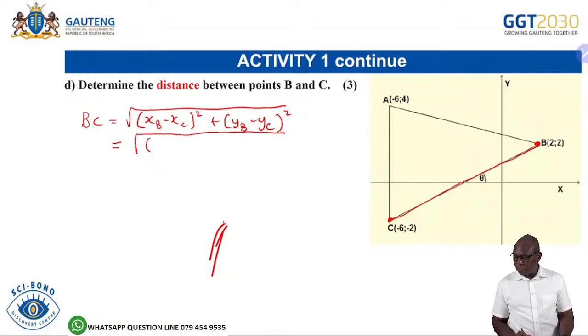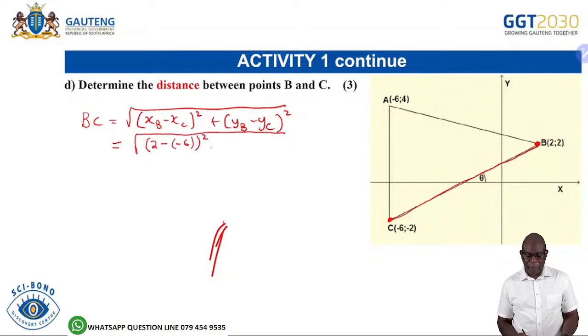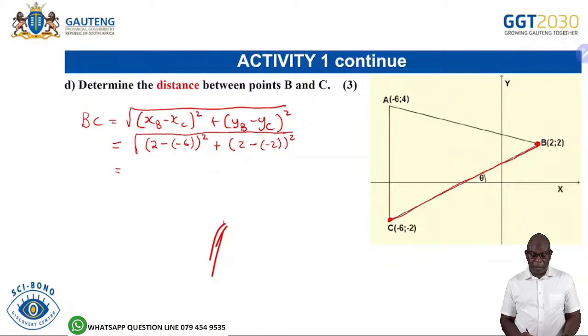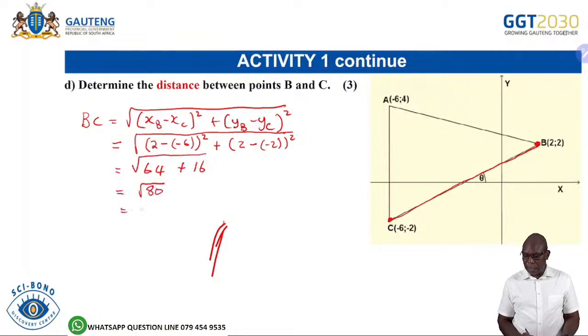So x at B, if I check, x at B is 2. X at C is negative 6, so it's negative negative 6 squared. I've got y at B, it's 2. Y at C, it's negative 2, so minus negative 2 all squared. Right, so I'm going to get 2 plus 6 is 8. 8 squared is 64. 2 plus 2 is 4. 4 squared is 16. I'm still inside the square root. And if I add this, I'm going to get 80. And I can write this one as 4 root 5. Okay, so that's my final answer. The distance from B to C is going to give us 4 root 5.